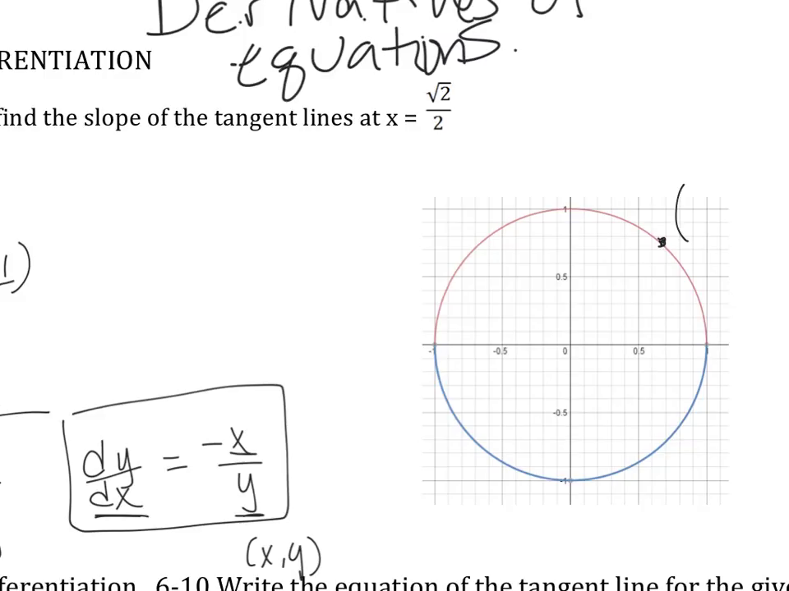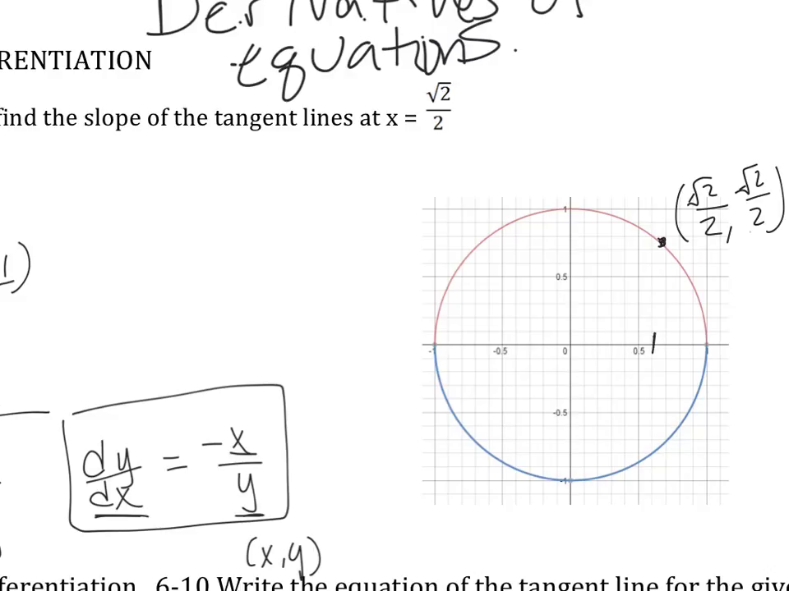Okay, so when x is the square root of 2 over 2, then we also know that y is the square root of 2 over 2. And this is just from trigonometry in the unit circle. Now since I have an x value here, I have two different y values.